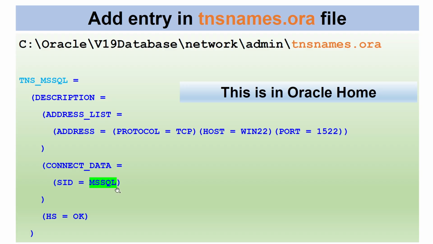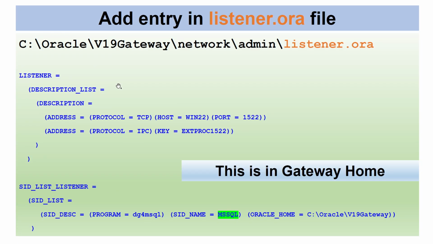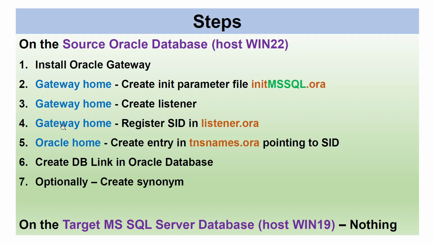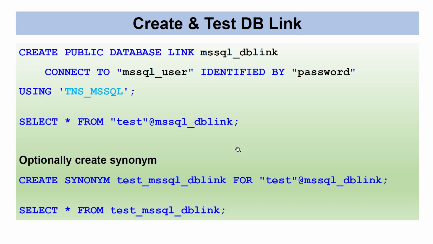Any misspelling or anything wrong will not work. Your DB link will not work. Now, at this moment, we have done all the 4 steps: gateway home, gateway home, gateway home, Oracle home. We have done this. You are now ready to connect to your database and create the DB link.